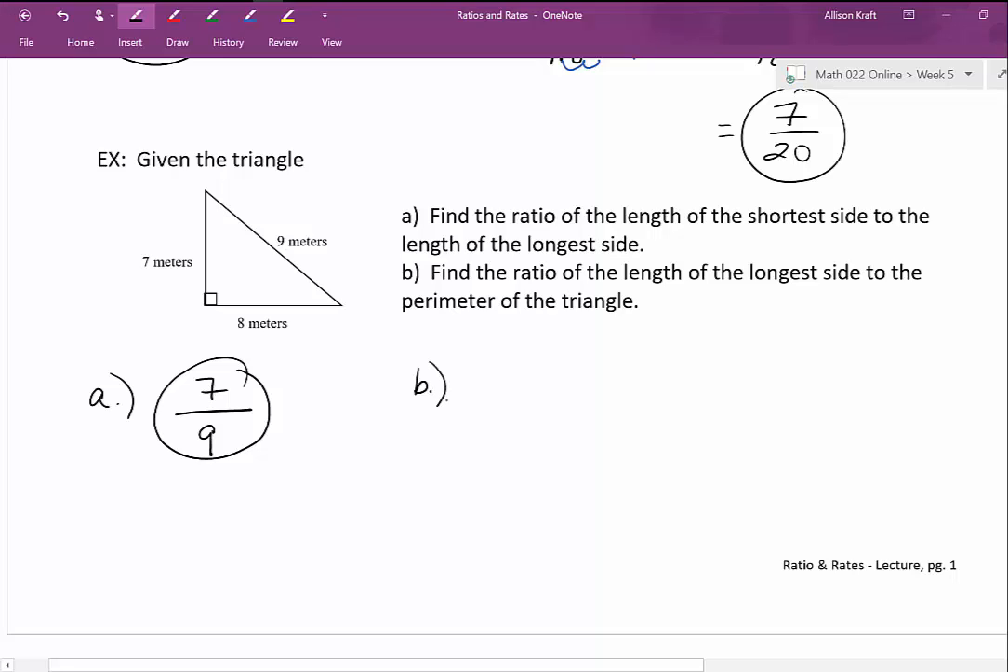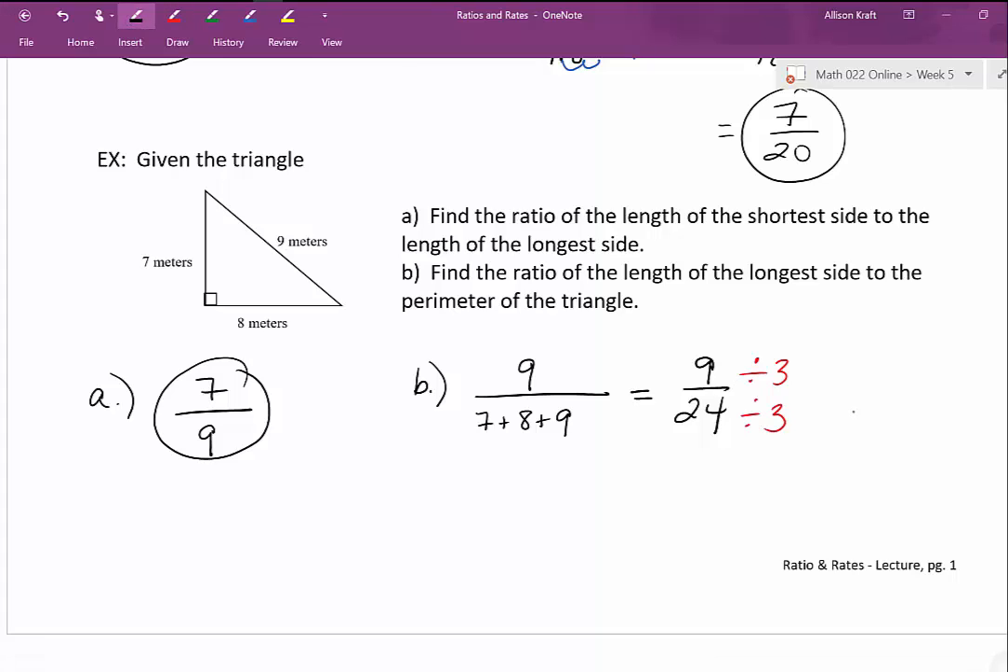In part B, we want to find the ratio of the length of the longest side to the perimeter of the triangle. In the numerator, we put the longest side, which is 9, and in the denominator, we're going to put the perimeter. This gives us 9 over 24. We see that we can simplify this by 3. We end up with a simplified ratio of 3/8.